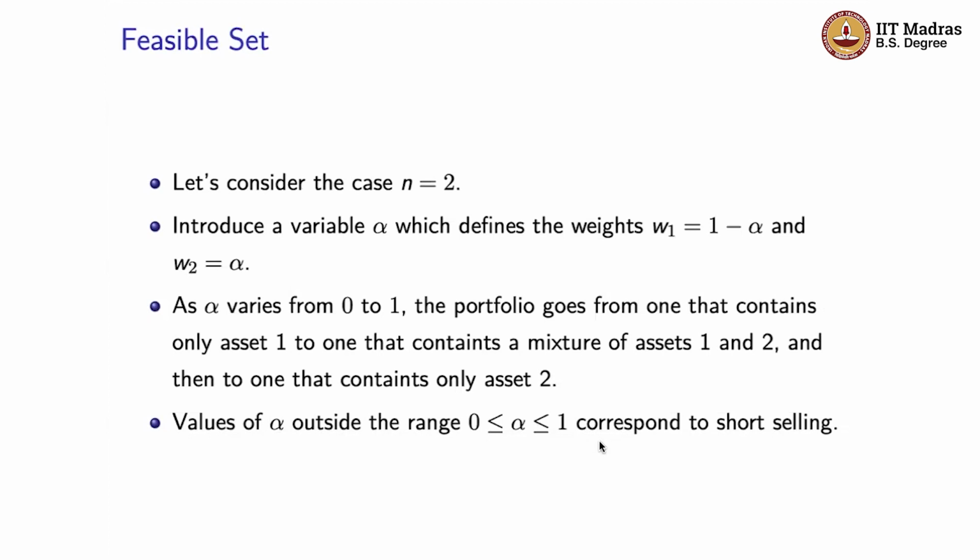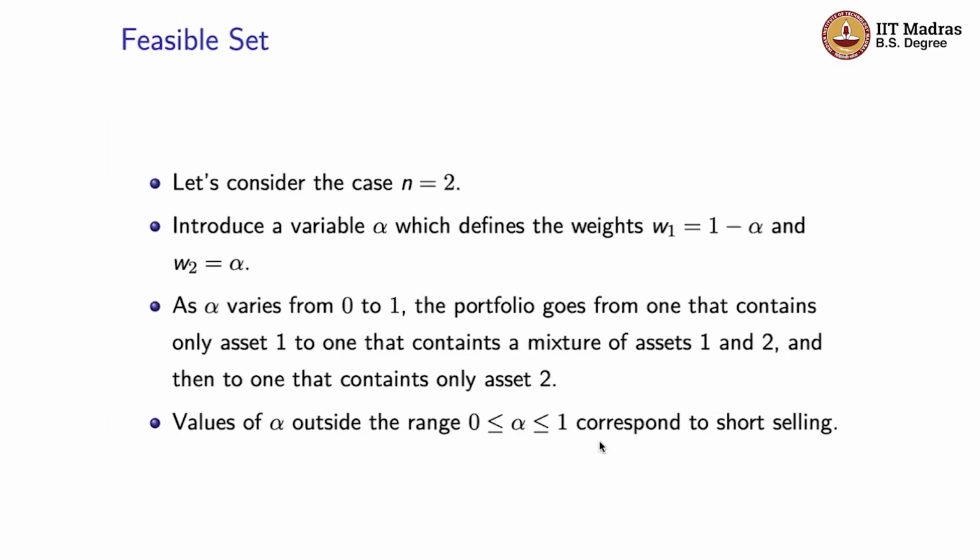Because as we change alpha from 0 to 1, we end up covering a lot of different situations. For instance, alpha equal to 0 corresponds to the case where W1 is equal to 1 and W2 equal to 0, so the portfolio consists of only asset 1. Then as we increase alpha from 0 to 1, we have a combination with positive weight on both assets. And finally, when we reach alpha equal to 1, W1 becomes 0 and W2 becomes 1, so the portfolio consists of only asset 2.